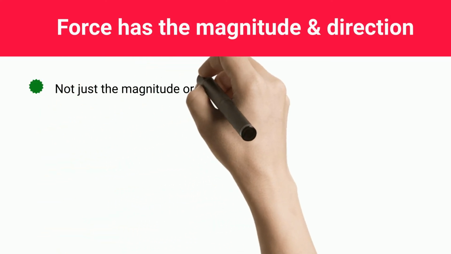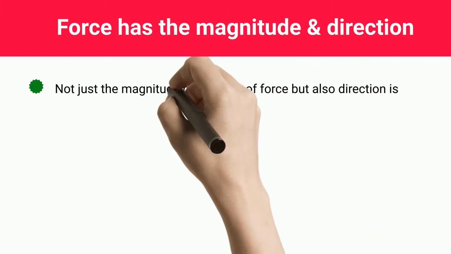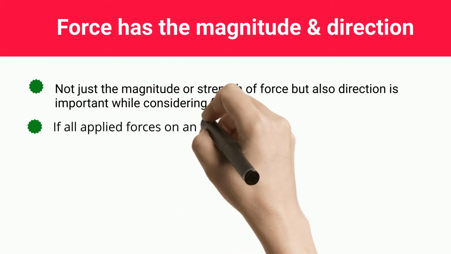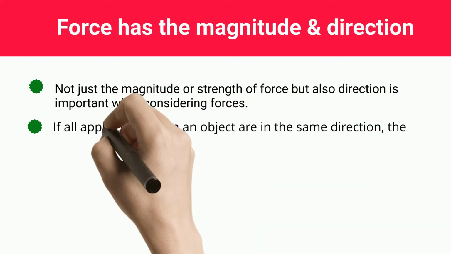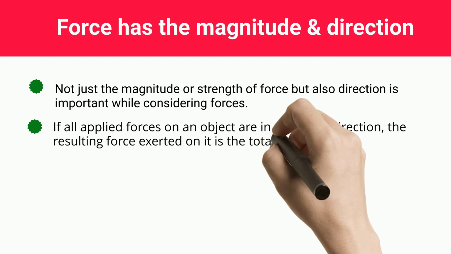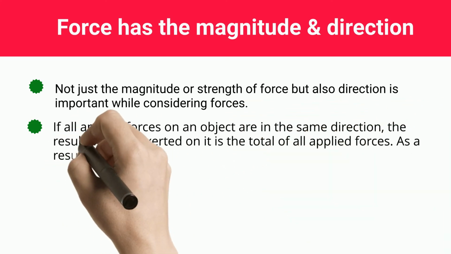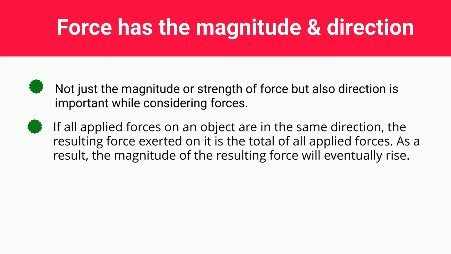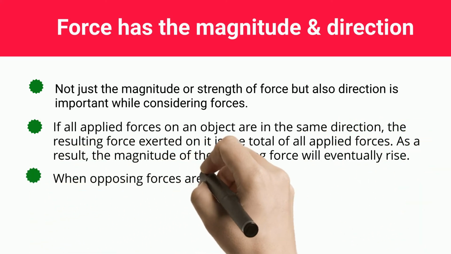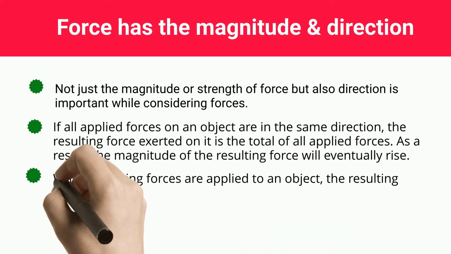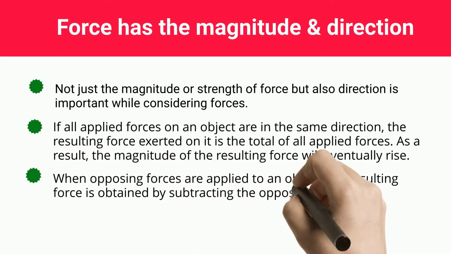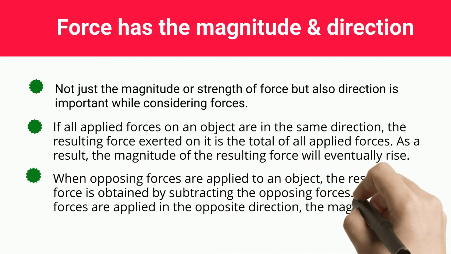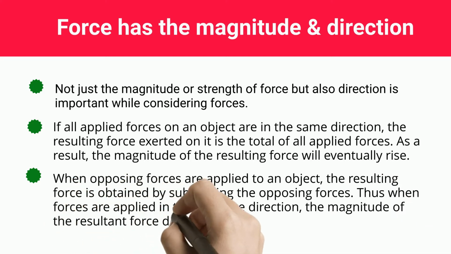Not just the magnitude or strength of force, but also direction is important while considering forces. If all applied forces on an object are in the same direction, the resulting force exerted on it is the total of all applied forces. As a result, the magnitude of the resulting force will eventually rise. When opposing forces are applied to an object, the resulting force is obtained by subtracting the opposing forces. Thus, when forces are applied in the opposite direction, the magnitude of the resultant force decreases.